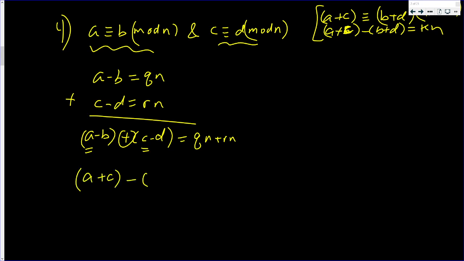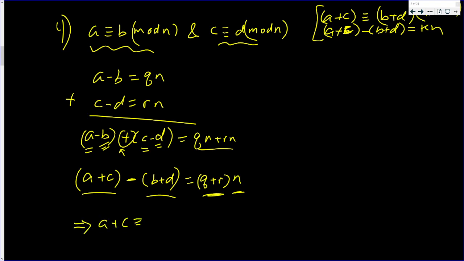But I can add the a and the c first, and then I can add the minus b and the minus d. Well, I factored out the minus, so it becomes minus b plus d. And this is equal to, I can factor out the n, q plus r n's. Ooh, you mean this minus this is a multiple of n. That implies that this quantity and this quantity are congruent mod n.